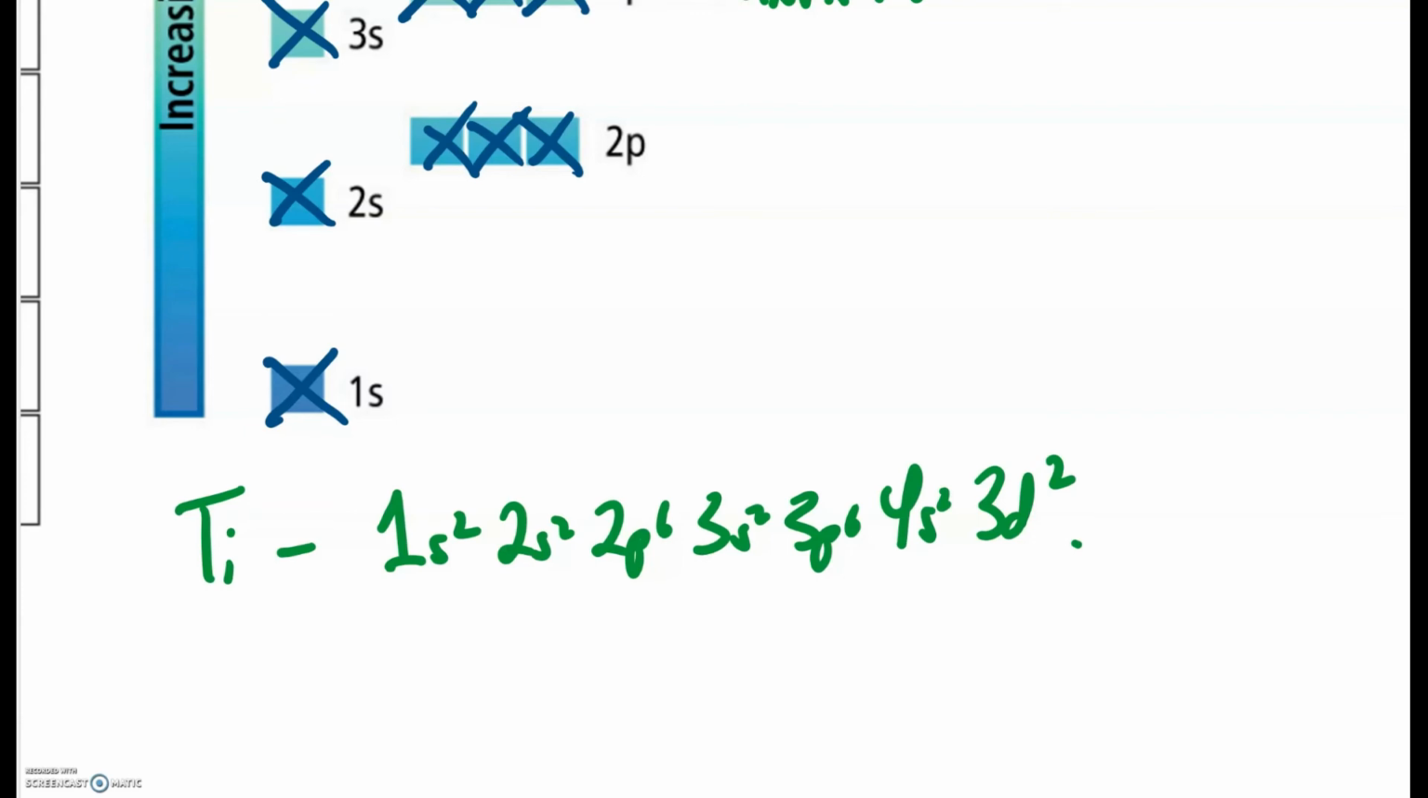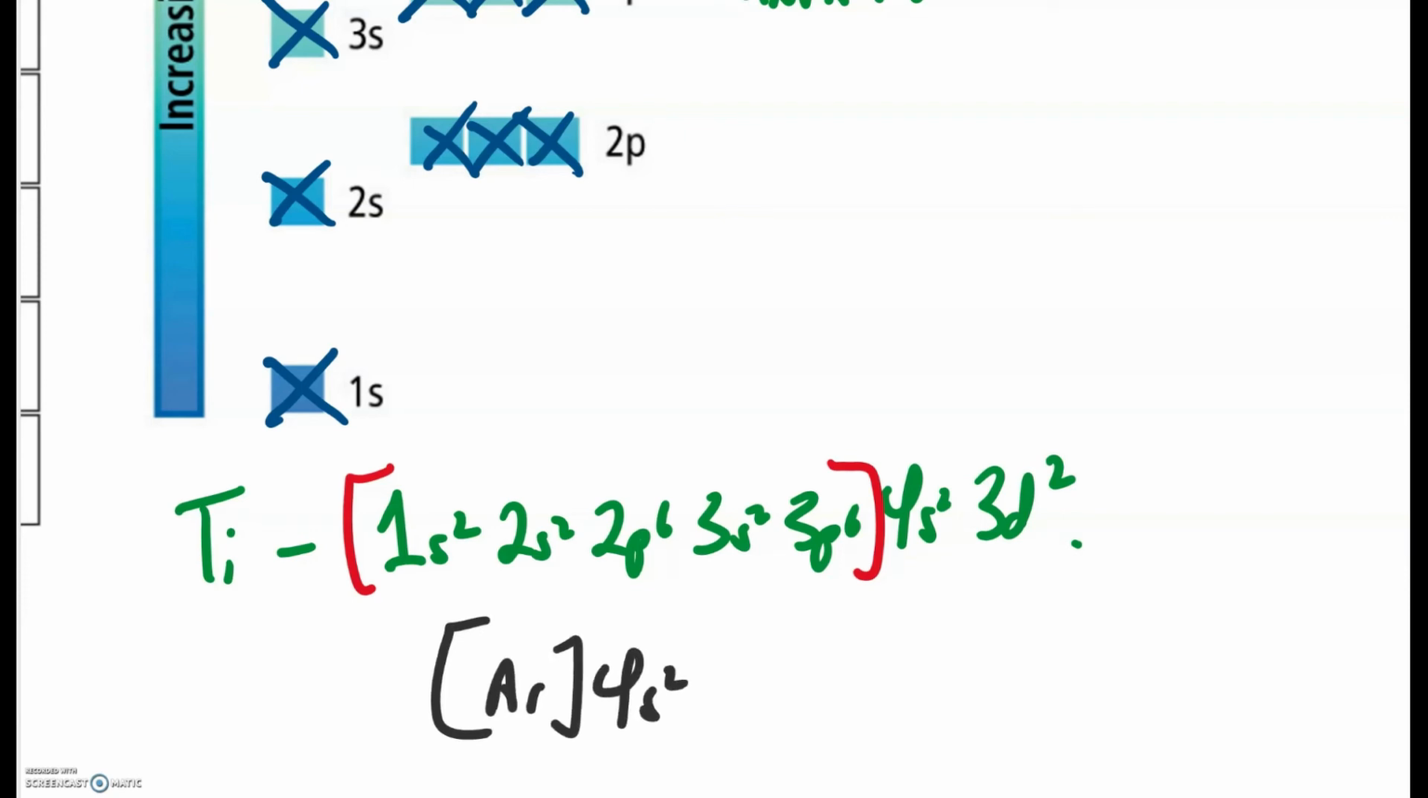And if you didn't want to write all of that, you could say, well, it's got the same number of electrons as argon plus 4 extra. So we're simply going to say that titanium's electron configuration is the same as argon plus an additional 4 electrons that are in 4s2, 3d2. And that's it. Let's do one more, and we'll crank this up as far as we're going to go.